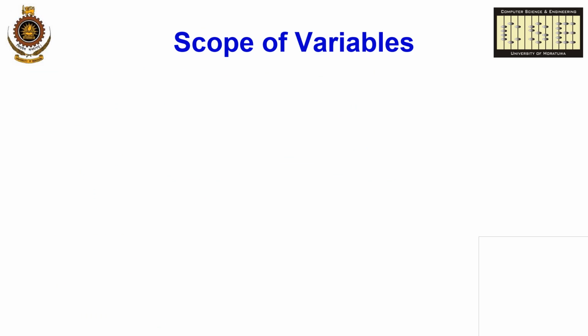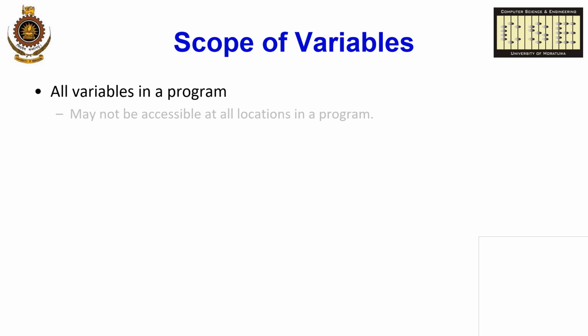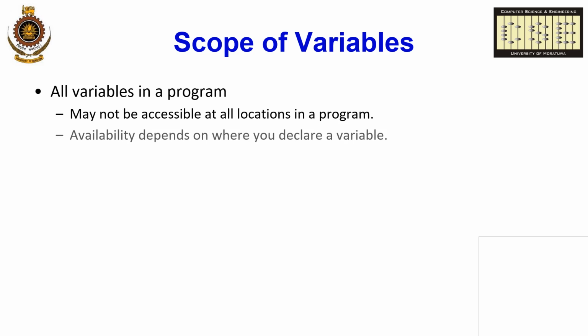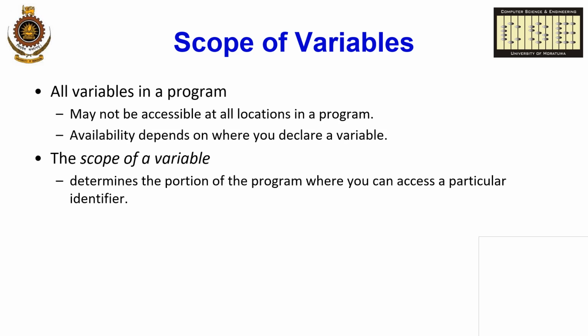Let's talk about scopes of variables in Python. You might have encountered this issue where some variables are not accessible from some parts of the program, right? So where you can access the variable depends on where you have defined the variable. That is the scope of the variable. Basically, the scope of a variable determines the portion or the part of the program where you can access that particular variable.